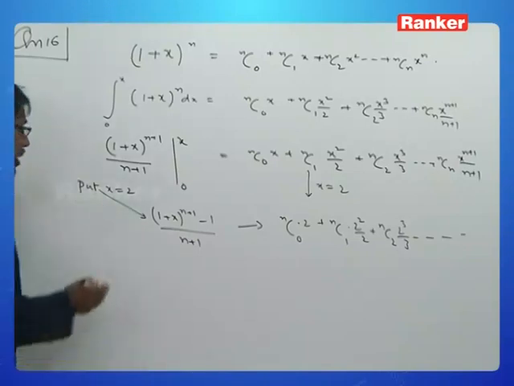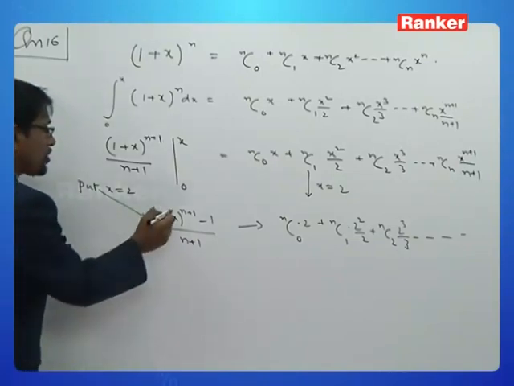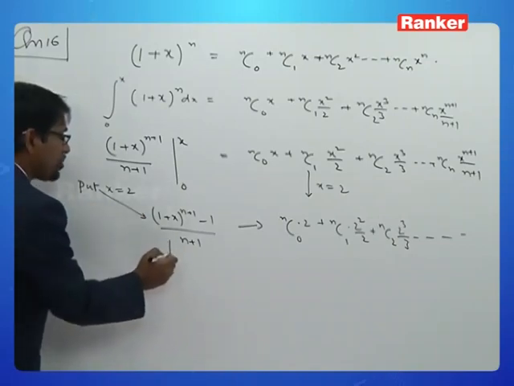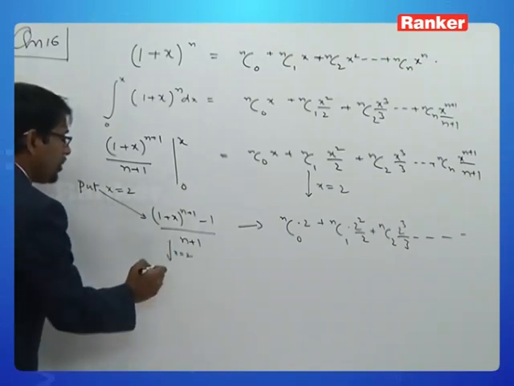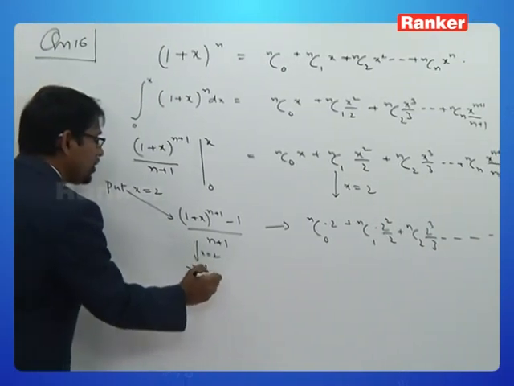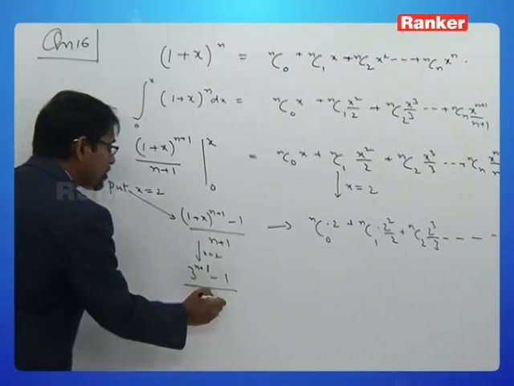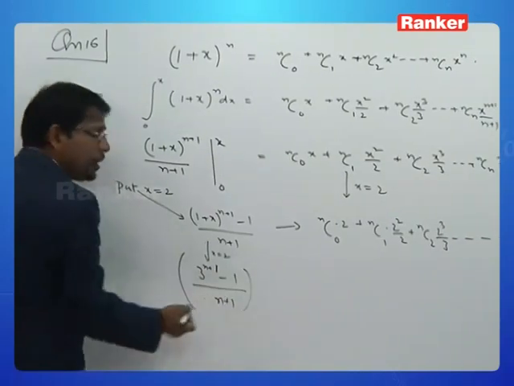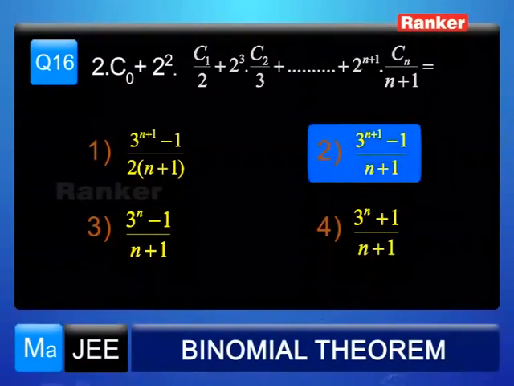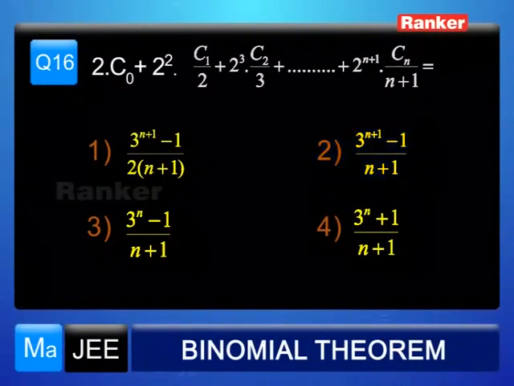And what do we have here? I need to put x equal to 2 here. So replace x by 2 here. So what do we get? Replacing x by 2, you get 3 power n plus 1 minus 1 by n plus 1. So clearly, we observe that the option is 2. Answer is 2 there. Okay, let's move on to the next question.